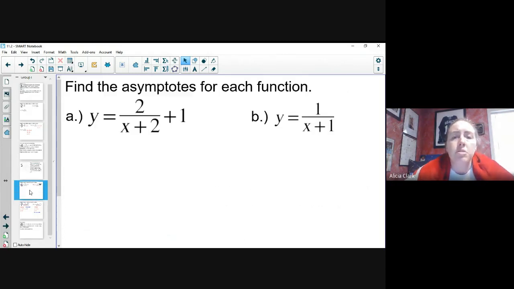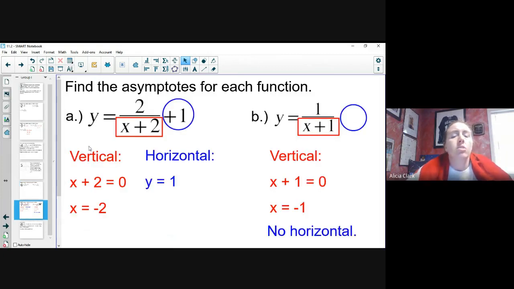So we're going to find the asymptotes for each function. For A, we've got y equals 2 over x plus 2 plus 1. And for B, we've got y equals 1 over x plus 1. Starting with the first one, we're first going to notice that this has a denominator down here, and I can find the excluded value, which is what we were already doing. That's going to tell me my vertical asymptote. This one also has a horizontal because of this extra number out here. My vertical asymptote comes from the bottom right here, that x plus 2. If I set that equal to 0 and solve it, it's going to be x equals negative 2.